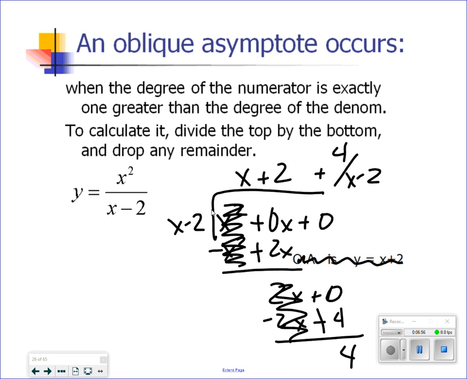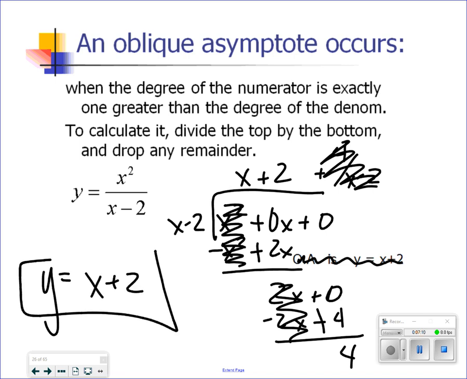Now, the remainder does not count when going to the oblique asymptote. Reason? Because if x goes to infinity, this ends up becoming 0. So the oblique asymptote would be y equals x plus 2. Notice the oblique asymptote is a line. So in the graph, when we actually have one of these in the picture, you'll see that the oblique asymptote is a line that the graph will come close to, but not actually cross.